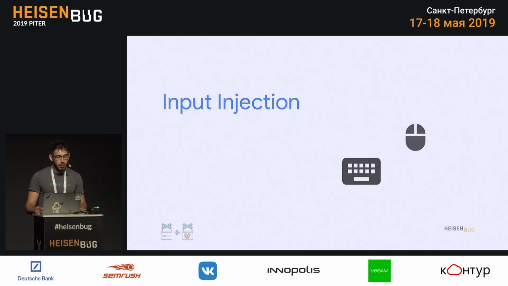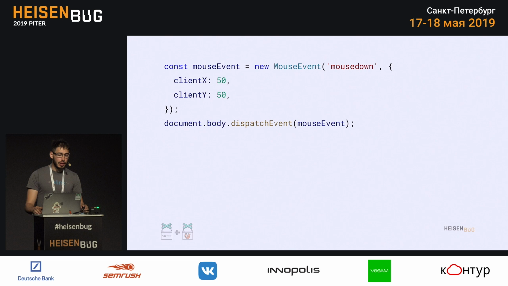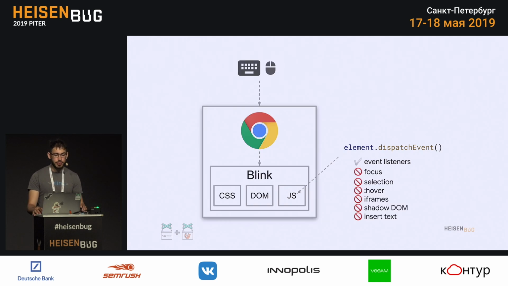The last fundamental we want to cover here is input injection. One of the most important features of web automation is how we actually drive input into the web page. And one of the popular ways to do so is to use web platform APIs, such as dispatchEvent or click. These go straight into V8, the JavaScript engine, and these do trigger event listeners, but they do very different things when compared to real user input.